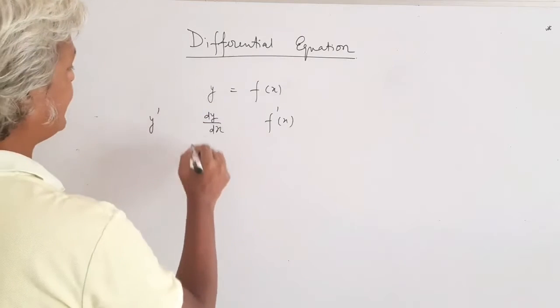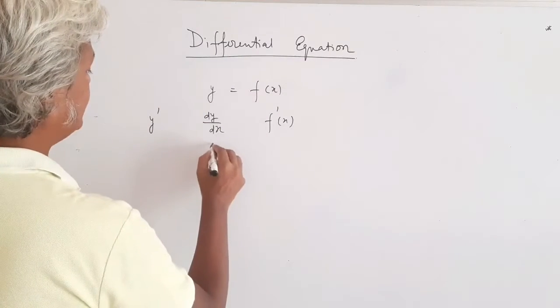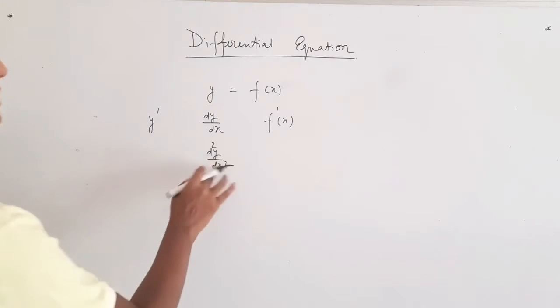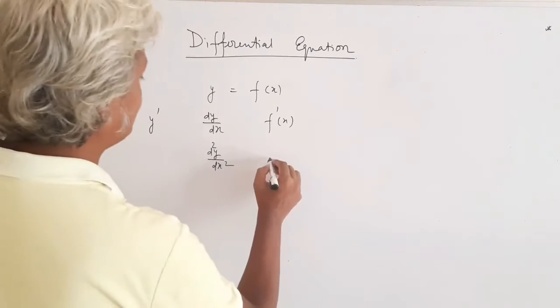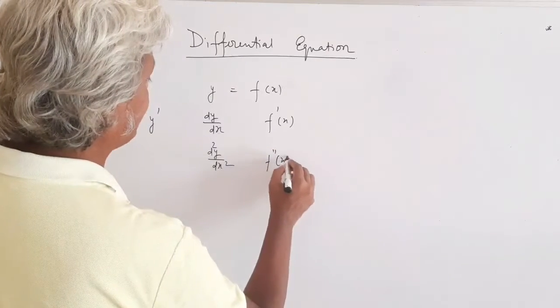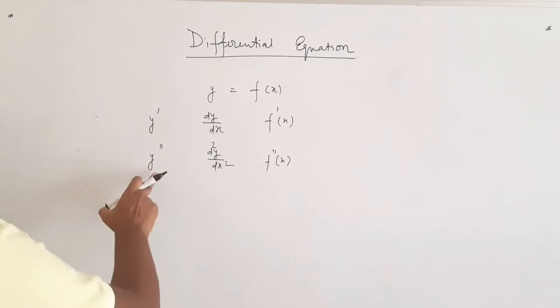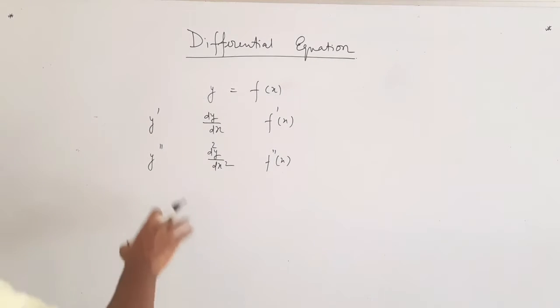When you differentiate one more time, you get d square y over dx square, or d2y over dx2, and this is f double dash x, also called y double prime or y double dash, and this is the second order derivative.